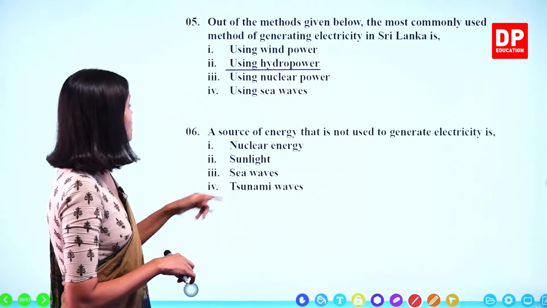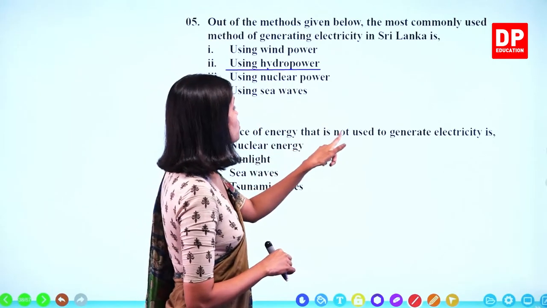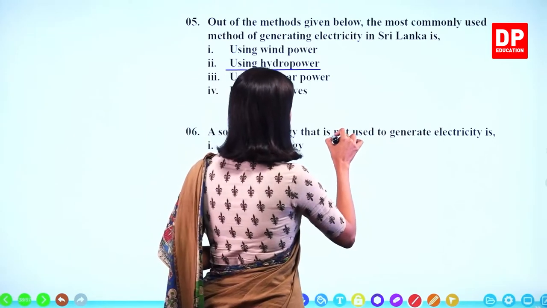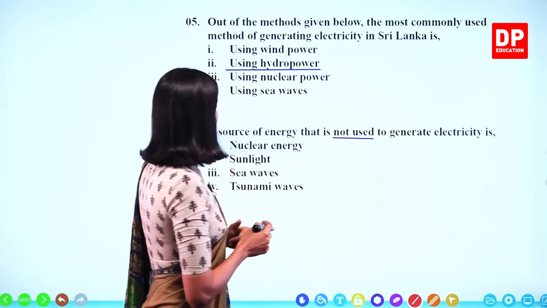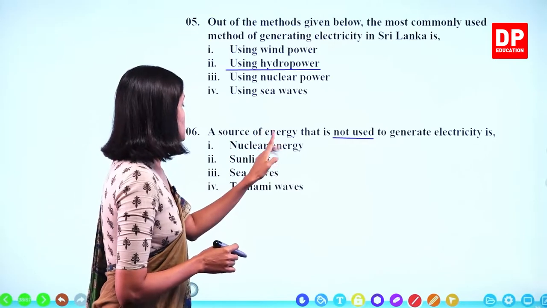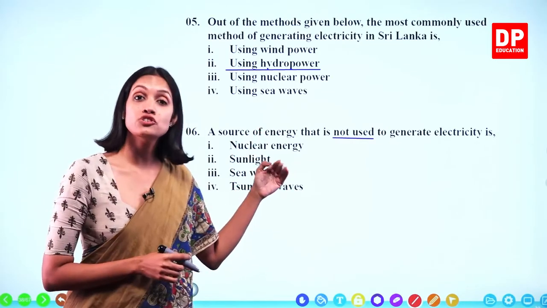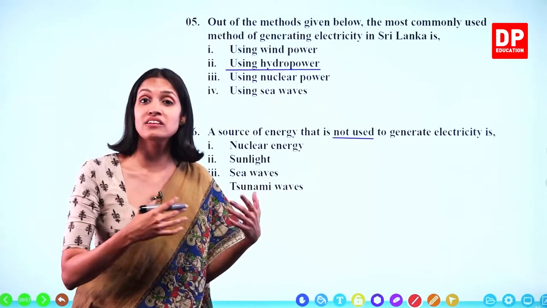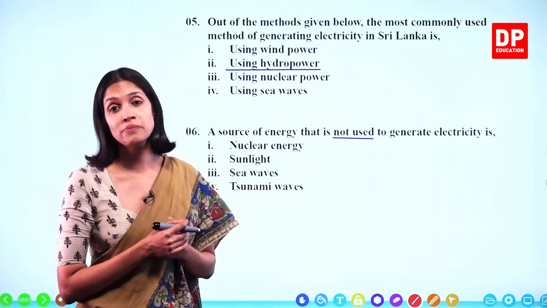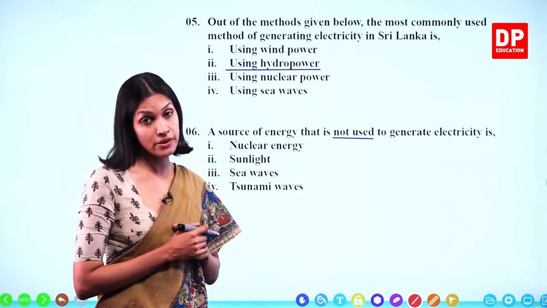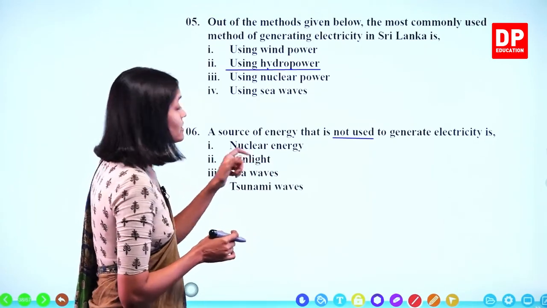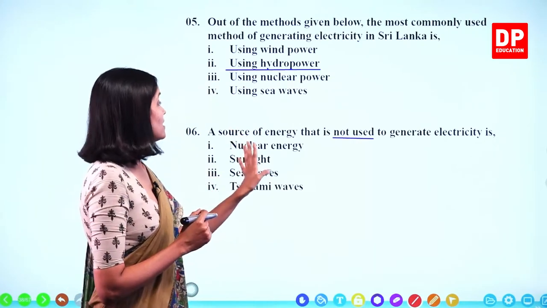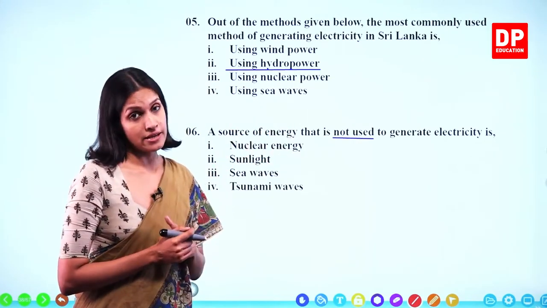Number 6. A source of energy that is not used to generate electricity, that is not used. We'll see. Nuclear energy, yes. Nuclear energy is used to generate electricity. Even though not in Sri Lanka, many other developed countries, they use nuclear power plants to generate electricity, right? Sunlight, yes. Using solar cells and solar panels, we can generate electricity using sunlight, right?